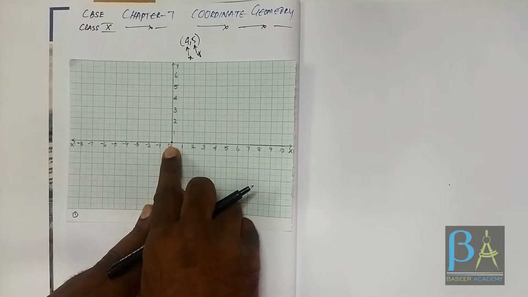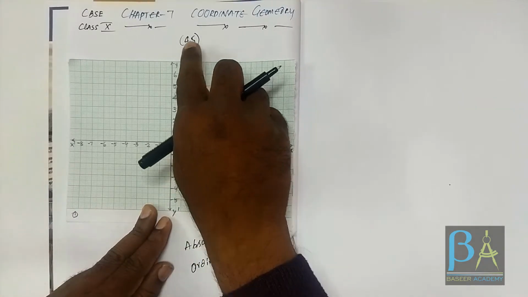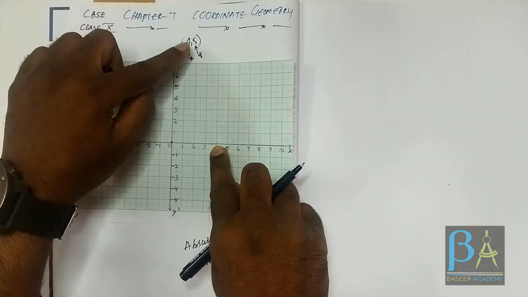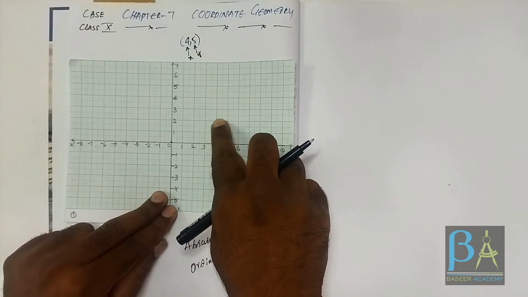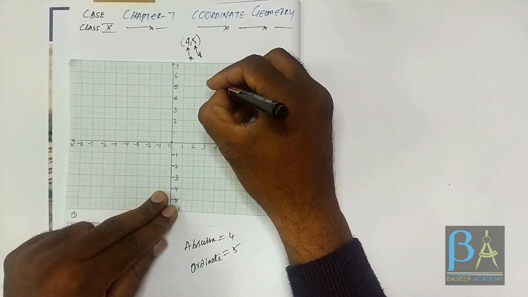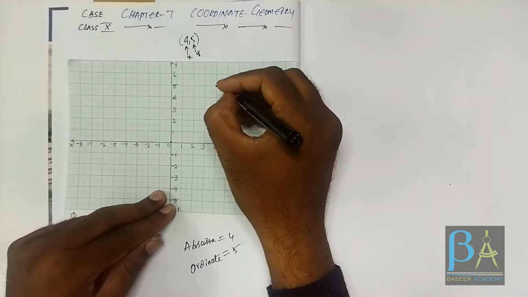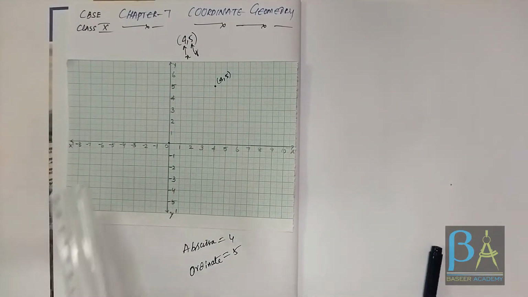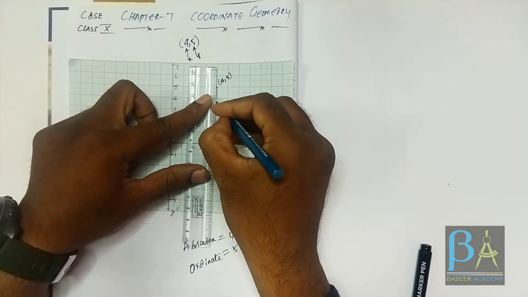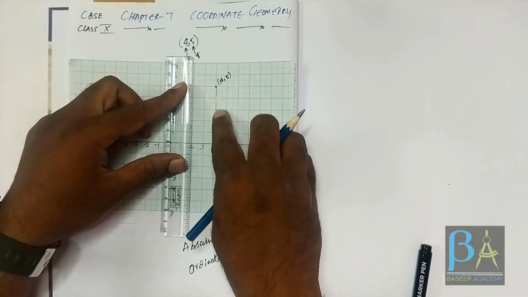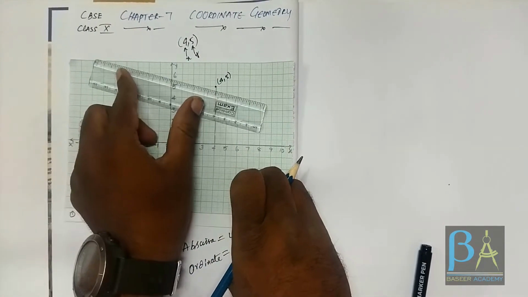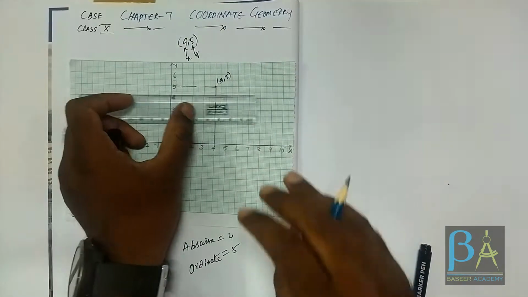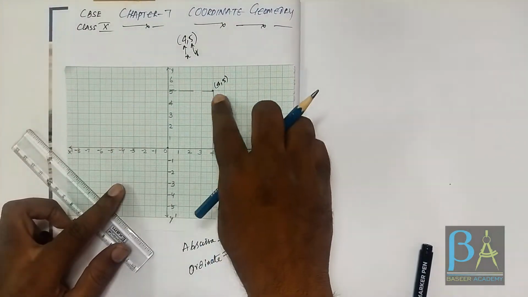Let us see how to plot the point 4, 5 on the graph paper. We first start from the origin. We need to go 4 units along the x-axis: 1, 2, 3, 4. And then we need to move 5 units along the y-axis: 1, 2, 3, 4, 5. I have reached here. Now this is the point 4, 5. When you go to the x-axis, it reads 4, and when you go to the y-axis, it reads 5. So that is our point 4, 5.